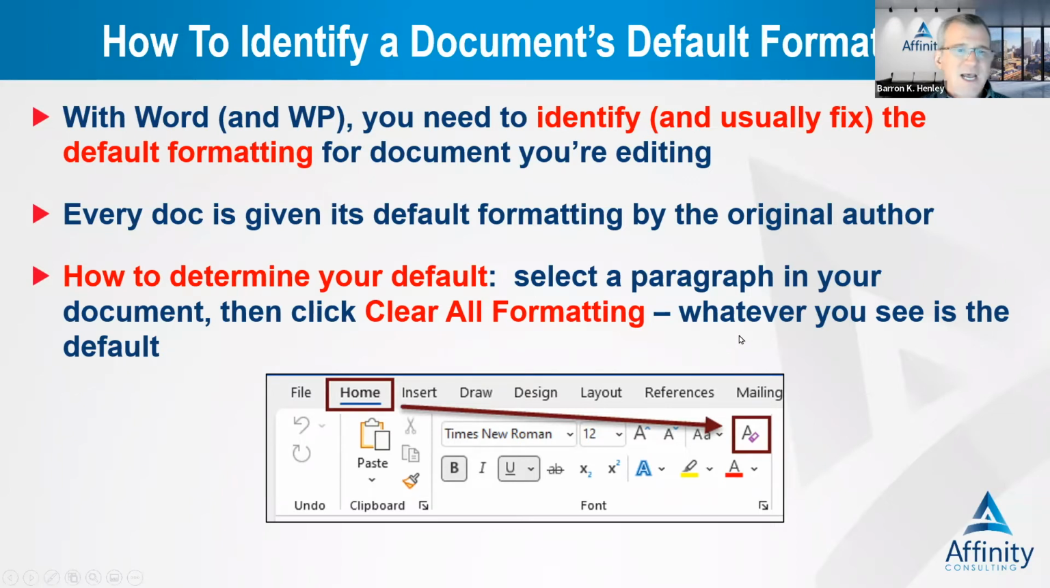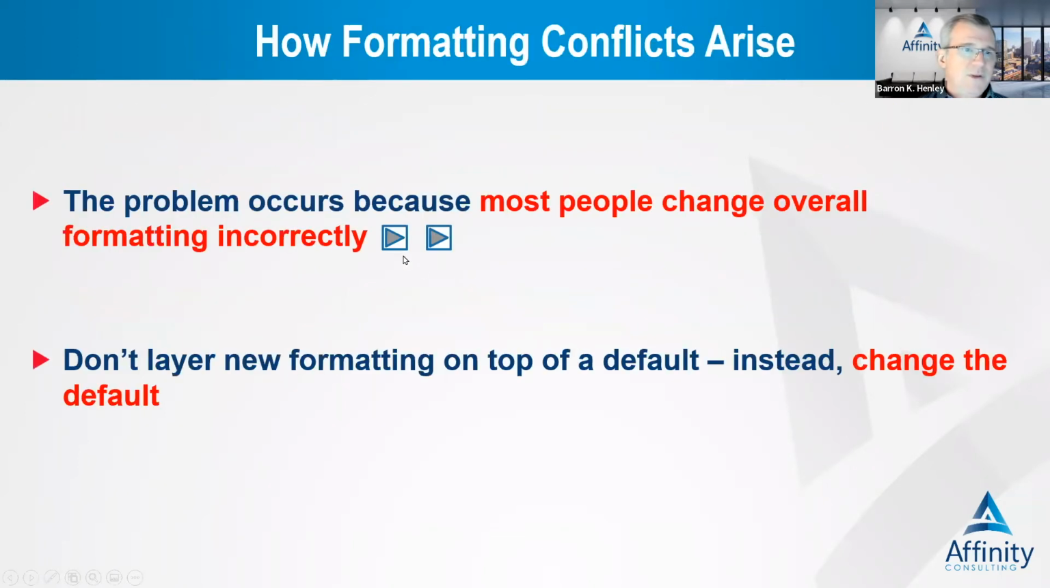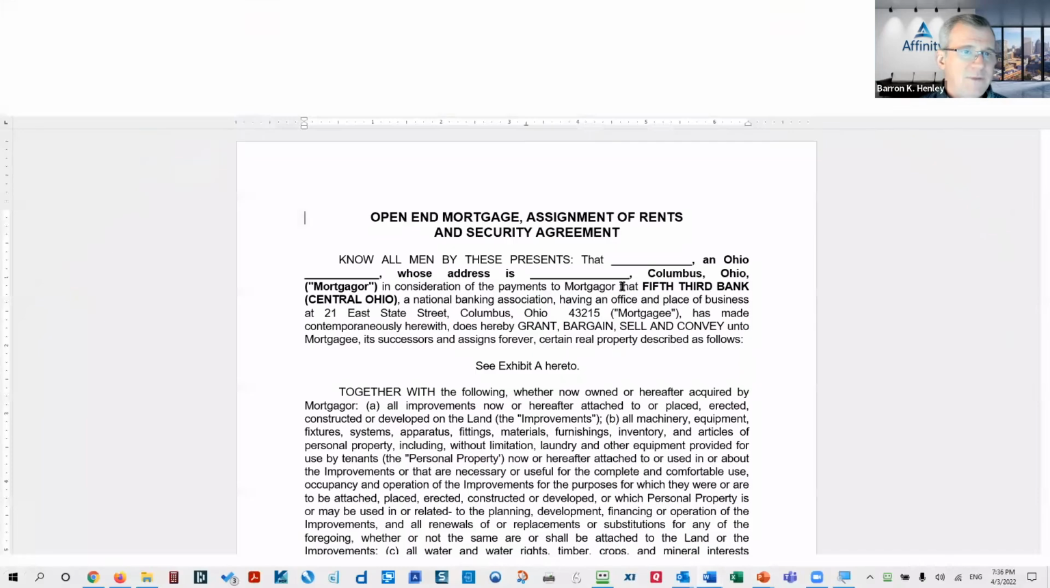So the question is, how do I even find out what the default formatting is for a document? And the answer is, I click on the home ribbon, select a paragraph, and I click this button right here. It's in Word for Windows and Word for Mac, and it's called the Clear All Formatting button. So let me show you what I'm talking about.